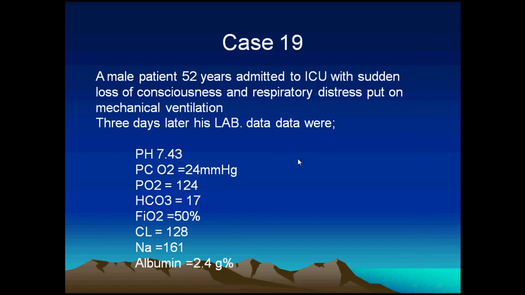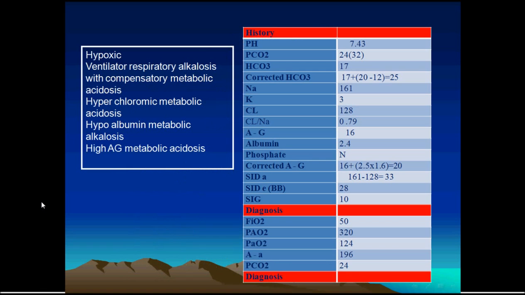Come to the last one, which is a case of a patient aged 52 years old, and he developed sudden loss of consciousness. The cause is not written here, and respiratory distress, both on mechanical ventilation. And 3 days later, the lab investigations were taken. And these are the lab investigations. You look at this. The most important one of these is the albumin is low. Look at this patient. He's on mechanical ventilation and developed some sort of respiratory distress.